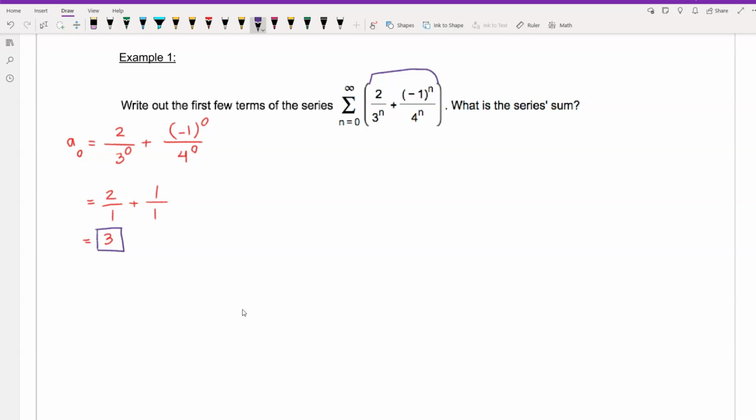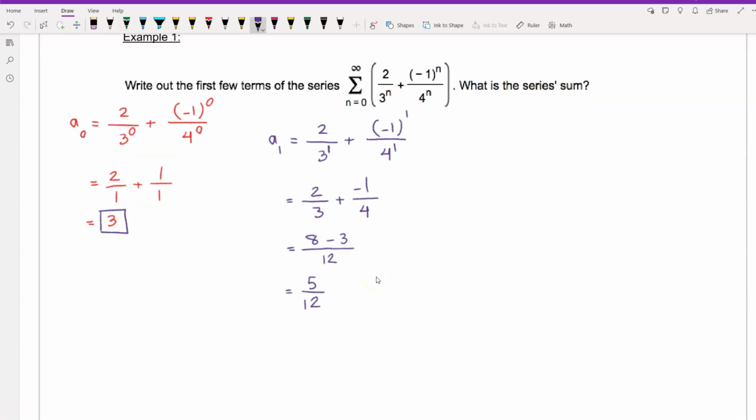So this is equal to 2 divided by 3 to the power 0, that is equal to 1, plus here again the power is 0. It doesn't matter what we have for the base. If your power is 0, the answer will be 1, and that is the same for the denominator. We have 4 to the power 0, so again we have 1. So the final answer on this part, we have 2 plus 1, that is equal to 3.